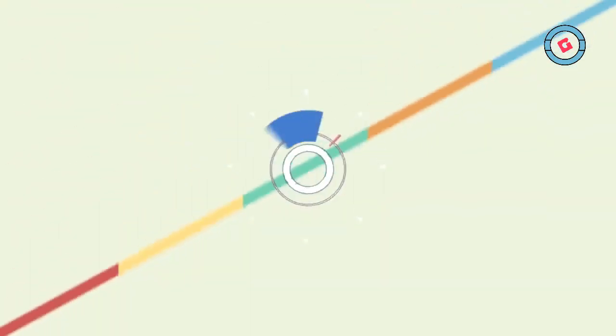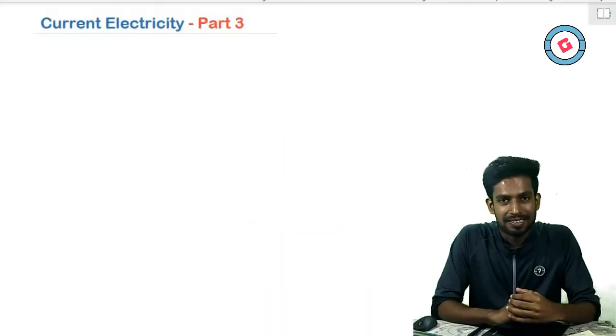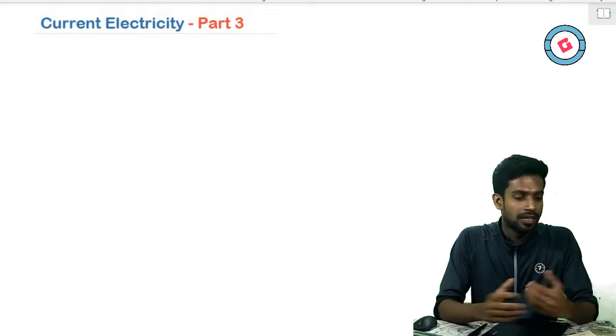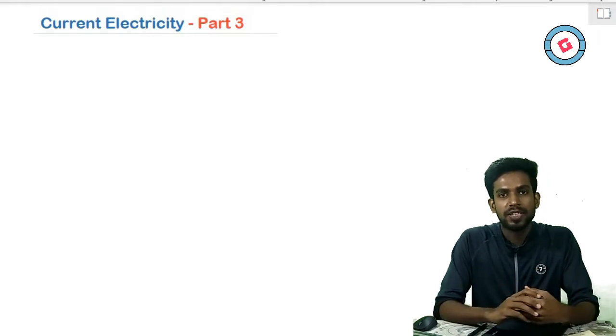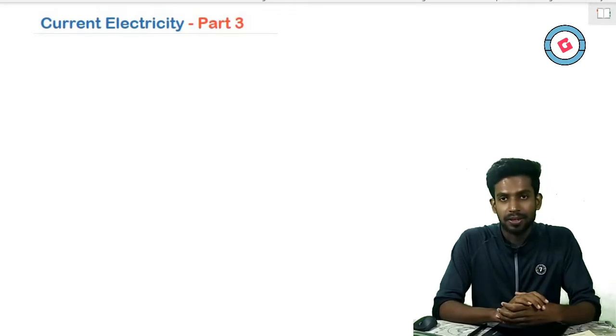So this lesson is the third part of the unit current electricity. So let's start the lesson. As I said before, this is the third part of the lesson, and in this video I'm going to talk about the variation of resistance and resistivity of a conductor with respect to temperature. We are going to analyze an equation for that, and next we are going to talk about superconductivity.